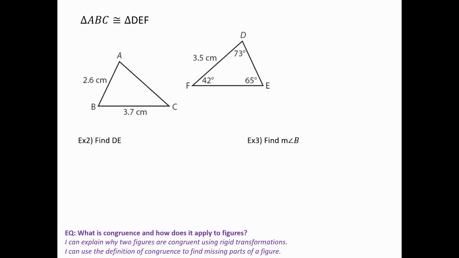All right, so we're going to use that concept to answer these questions. We have triangle ABC is congruent to triangle DEF. So we're told right at the top that our triangles are congruent, which means all the matchy parts are going to be congruent. If I go down to example 2, it says find DE.